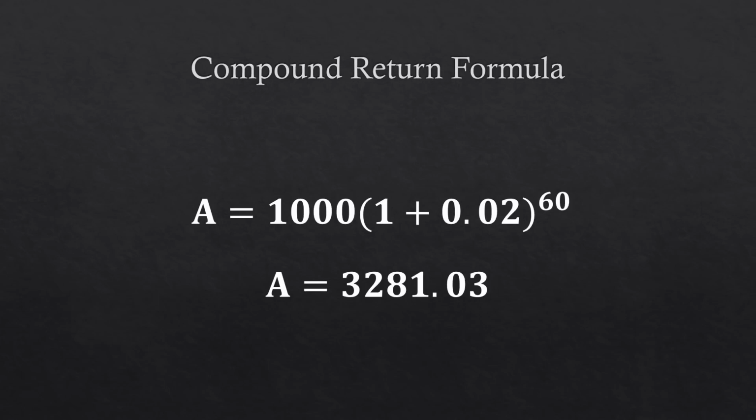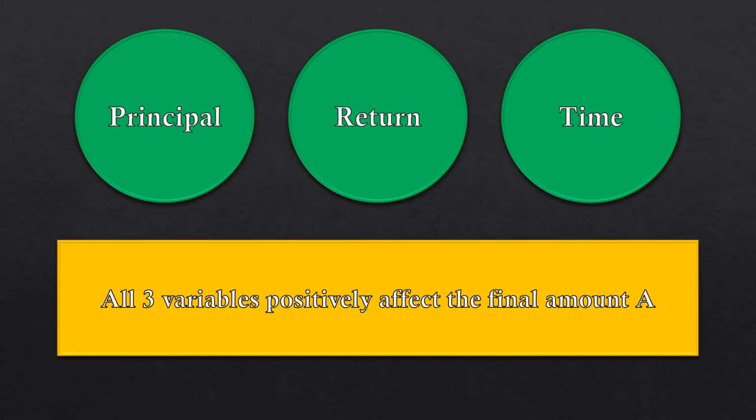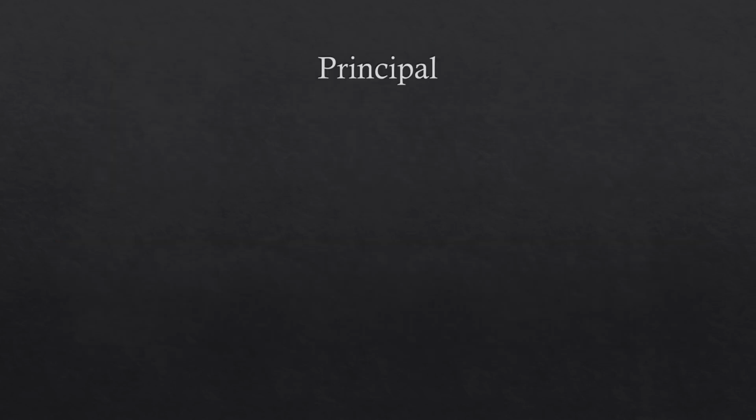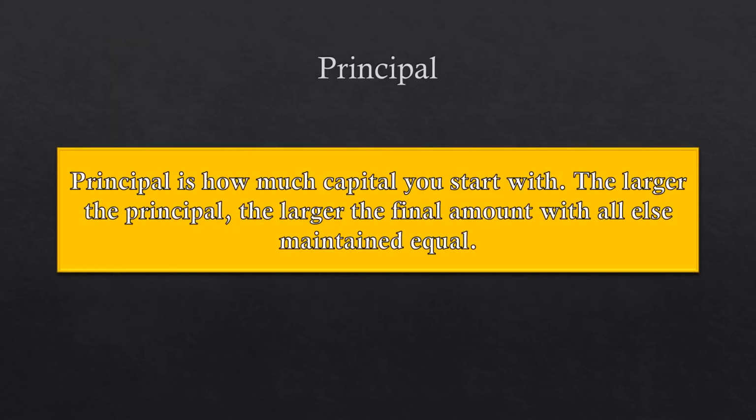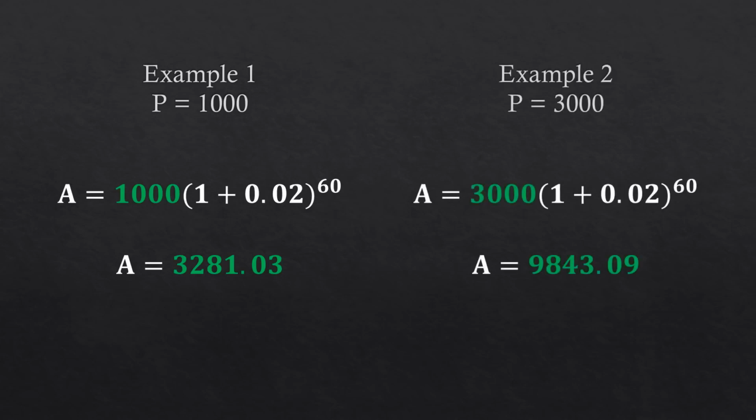Let's take a moment to analyze the three variables that affect the final amount and perceive unique properties about them. The first thing to notice is that all three variables positively affect the final amount, meaning that an increase in each of these variables will cause the final amount to increase also. The principal, P, is the amount you start with. The larger the principal, the higher the final amount with all else maintained equal. For example, if we use the same parameters from the previous example where P equals 1,000, R equals 2%, and time equals 60, we get an A equal to 3,281.03. If we maintain the same parameters and change P to 3,000, we get an A equal to 9,843.09.